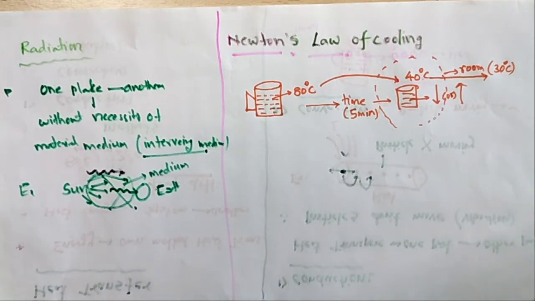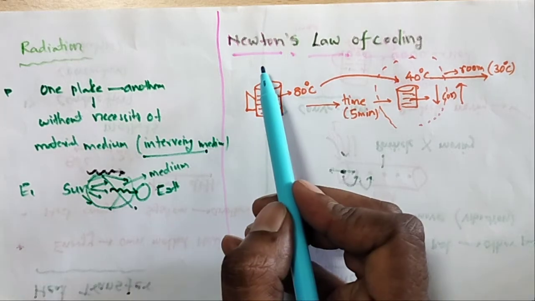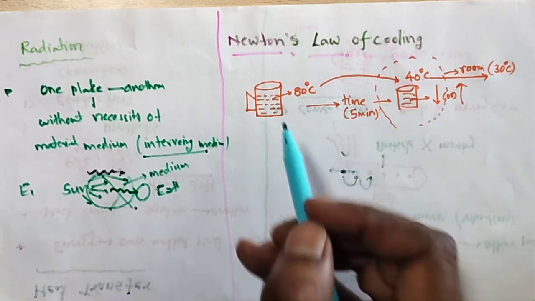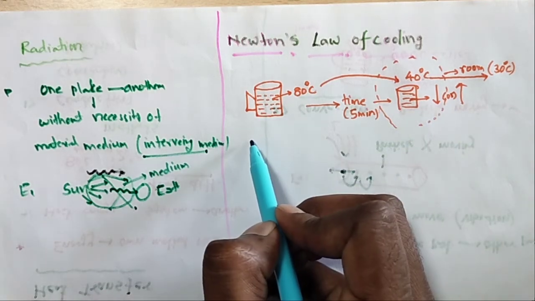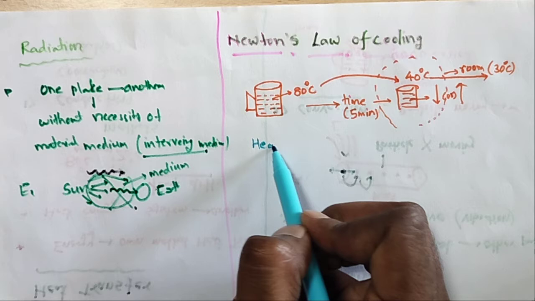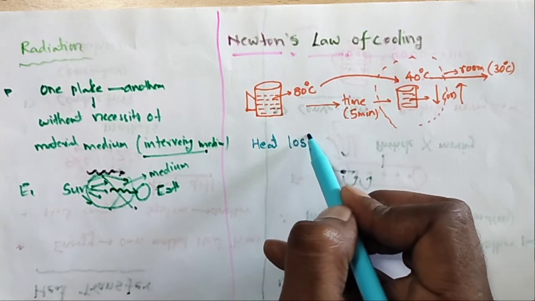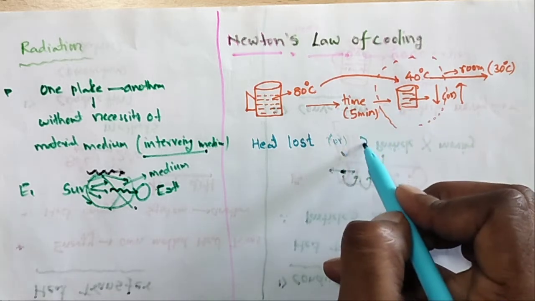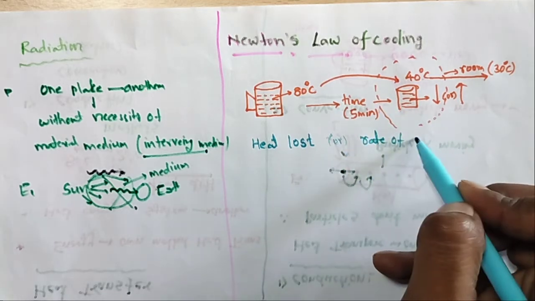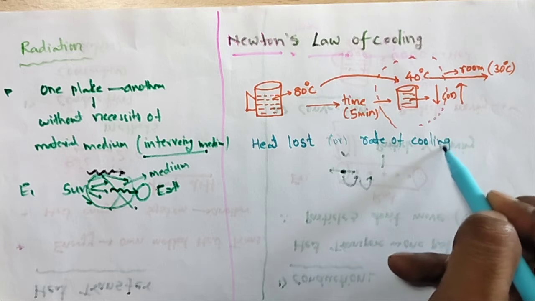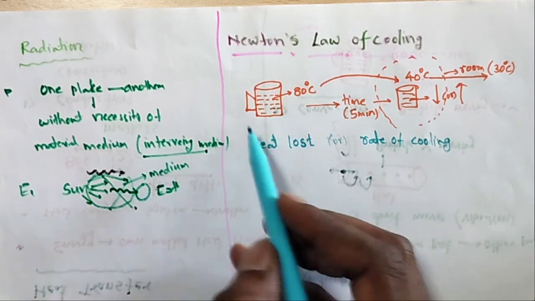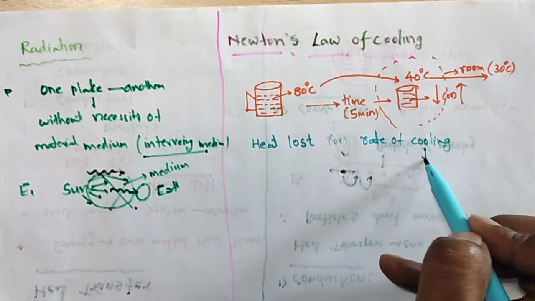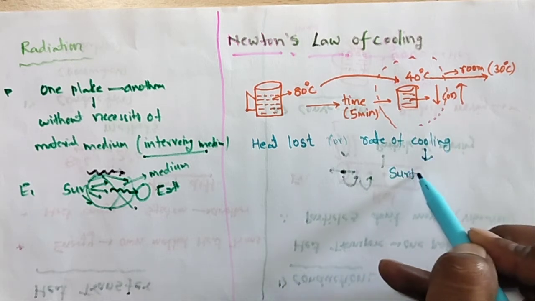So what is your observation about Newton? According to Newton, any object that is hotter than the surrounding temperature loses heat. What is your observation? Heat is lost, or a cooling process occurs. This cooling process depends upon surface area.